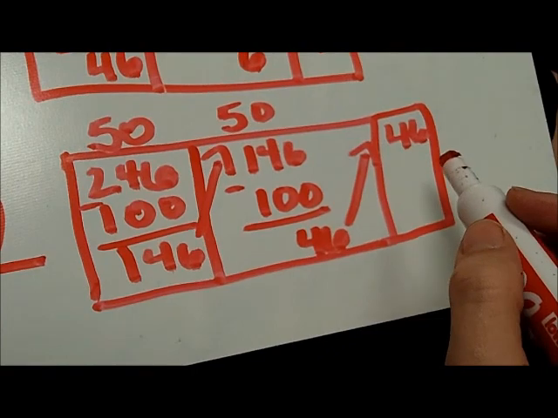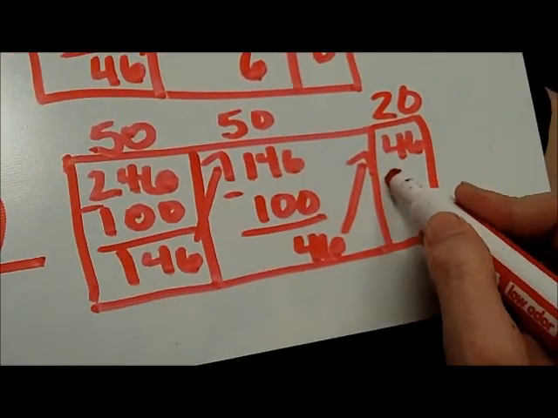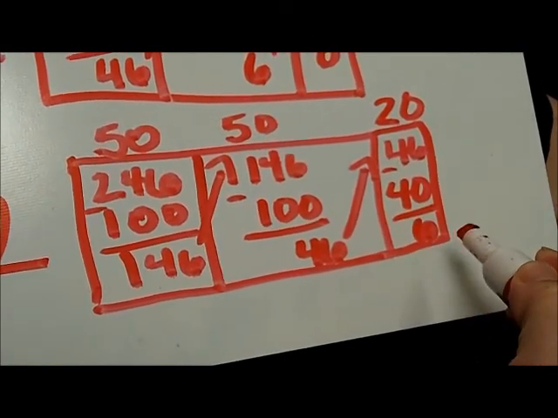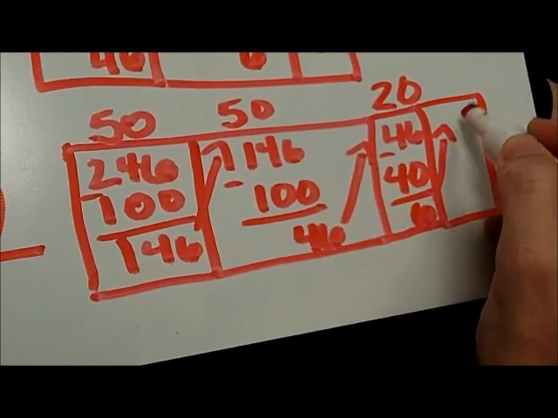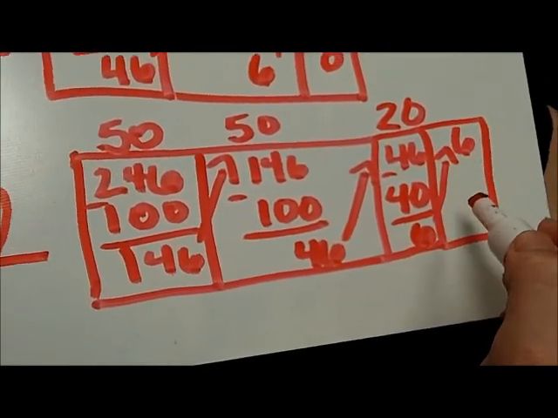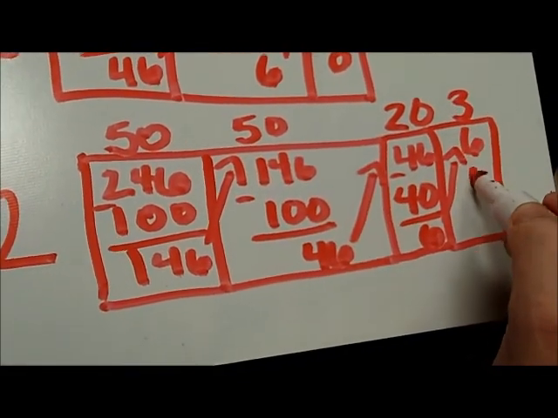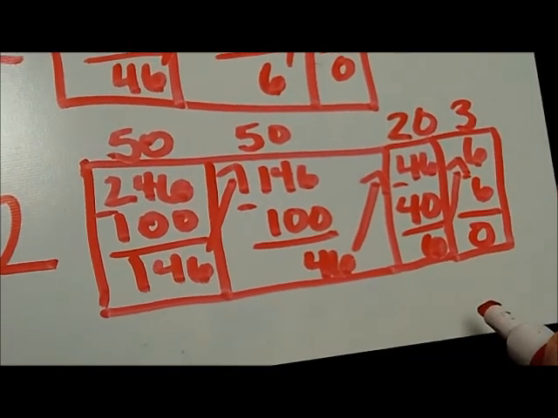So maybe they could use 20. 20 times 2 is 40. When they subtract, they're left with 6. Bringing out another column, our new dividend is 6. We know that 2 times 3 equals 6. So we subtract, we're left with 0.